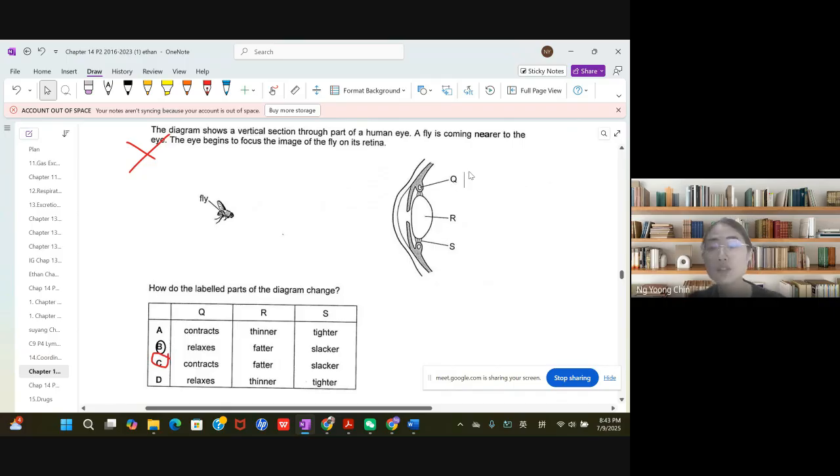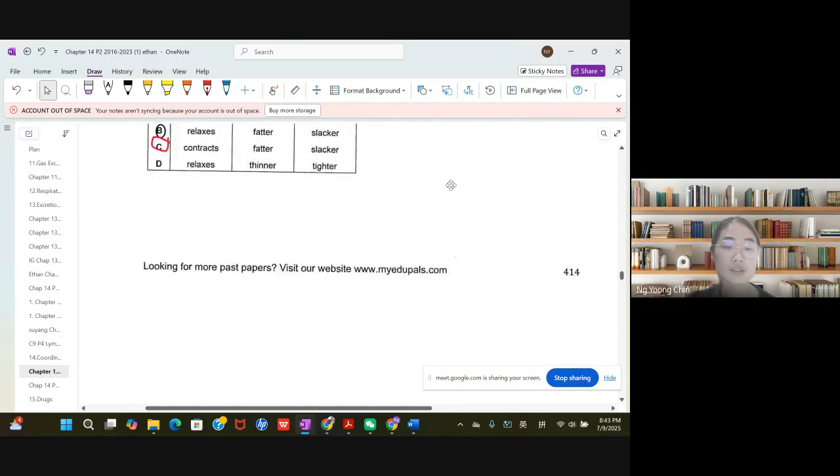Okay, understand? Q will be relaxed. Oh, sorry, Q will contract, because now the lens becomes thicker. A thicker lens will cause the suspensory ligament to be slackened, which means loosened. Instead of tightening the lens, they will loosen it. That's why the ciliary muscle contracts.